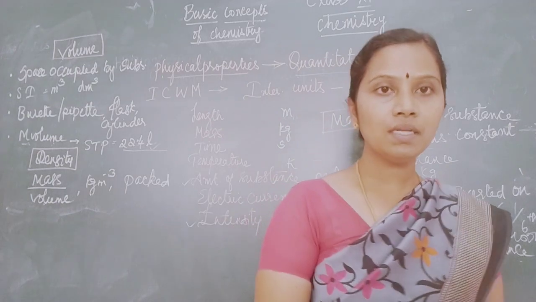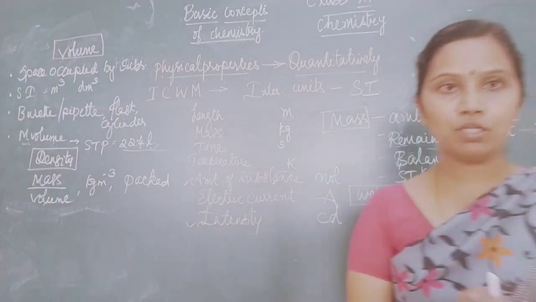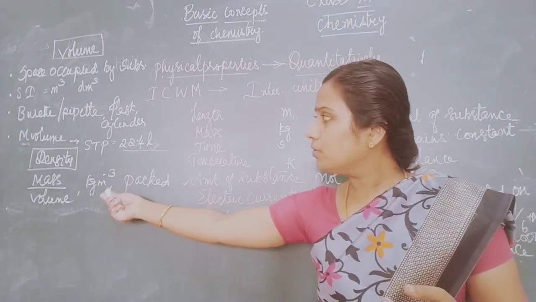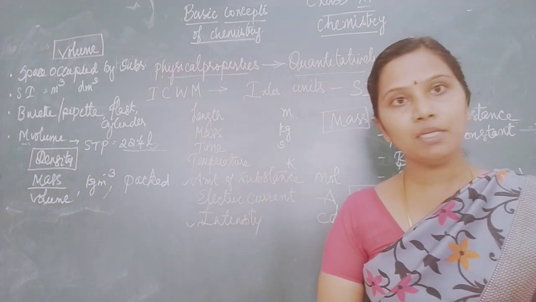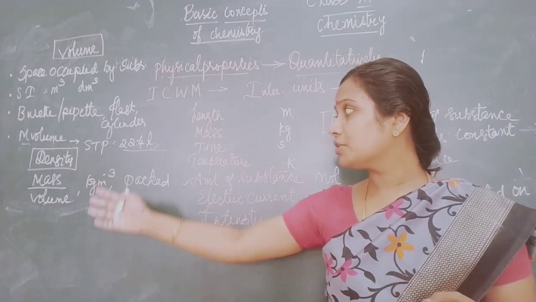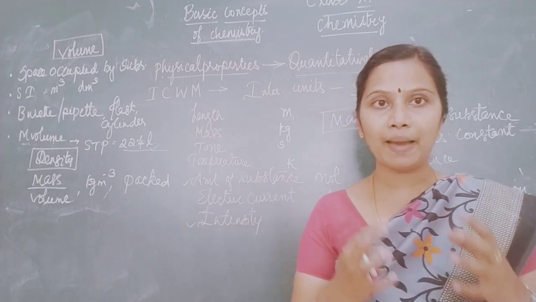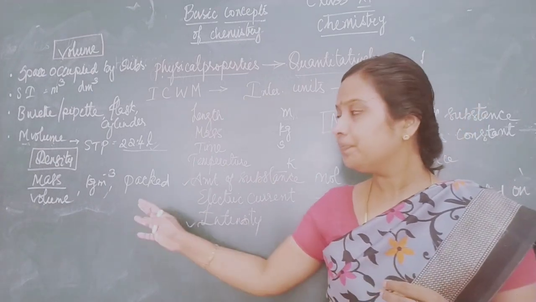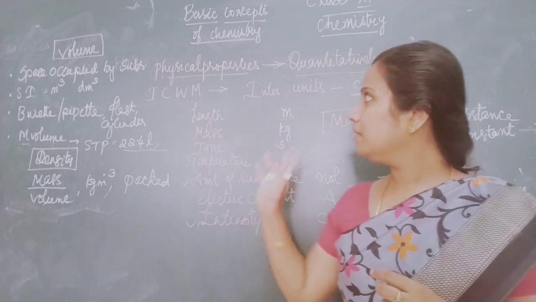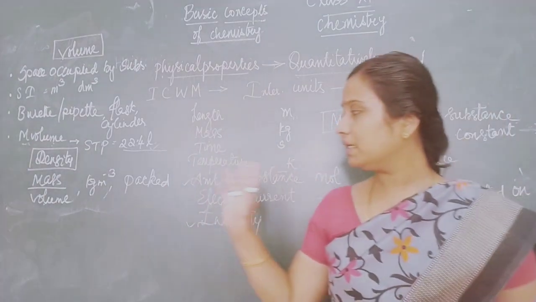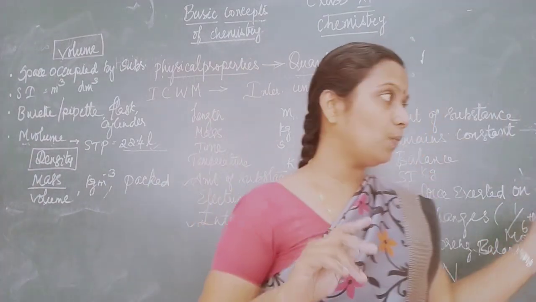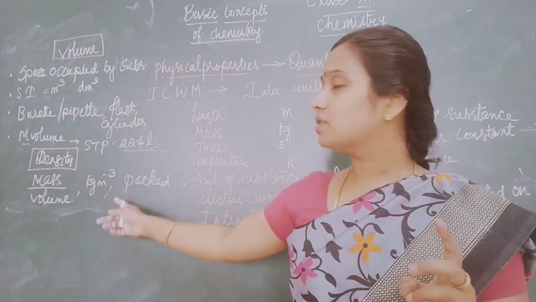Next, density. What is density? Density is nothing but mass per unit volume. And what is the SI unit of density? It is kilogram per meter cube. So, what is the use of measuring density? When I measure density, I will know how closely packed the particles are. Okay. So, we have seen almost 4 physical properties here. We saw mass, weight, volume, and density.